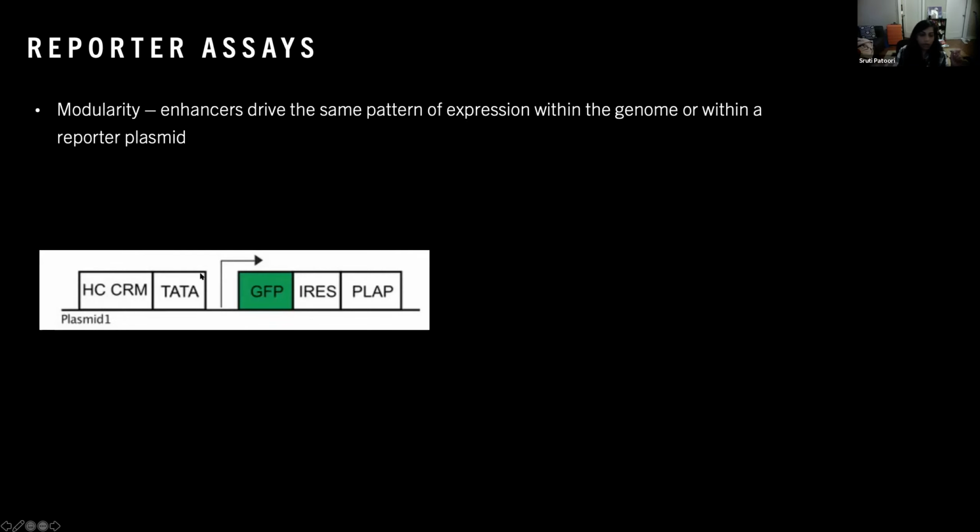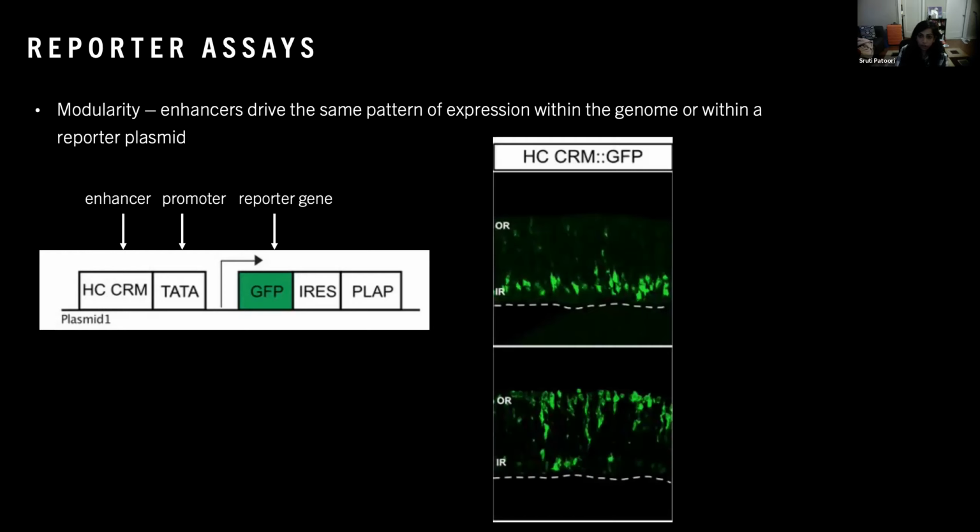And so this is an example of a plasmid that a colleague had made. You have your enhancer, you have your promoter, right here you have your reporter gene. And so you can see that these two different enhancers in the retina will drive two different patterns of expression based on where the GFP is.